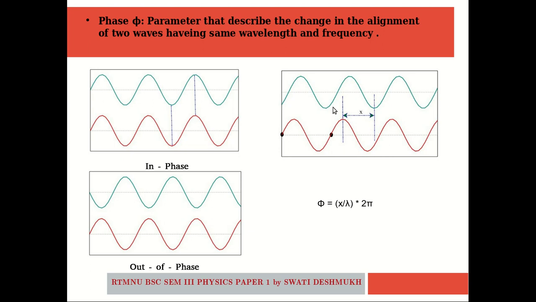One more point that we have to remember: when we compare this green wave and red wave, which wave is leading and which wave is lagging? We can say this green wave, which is ahead of this red wave, is lagging behind the red wave. See, this is the starting point of the red wave. The green wave achieves the same starting point after a certain time. So we can say this green wave is actually lagging behind the red wave, or we can say the red wave is leading the green wave.